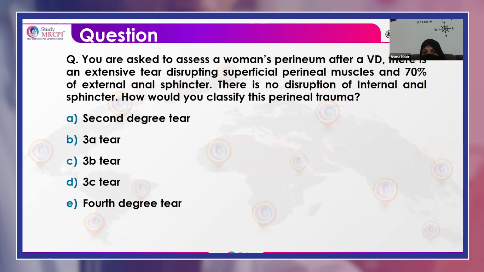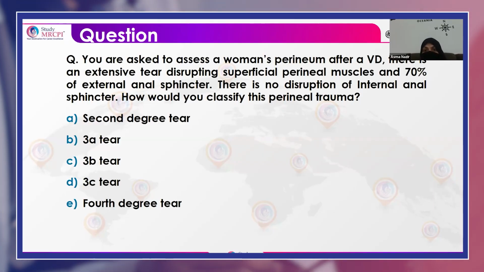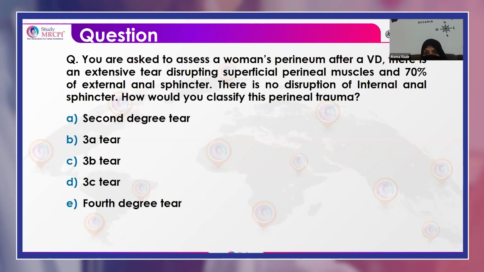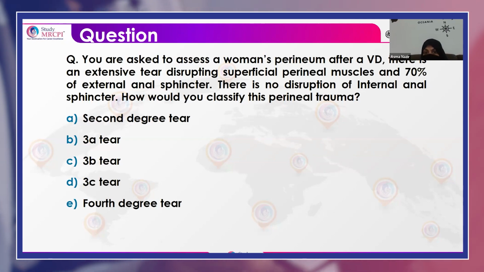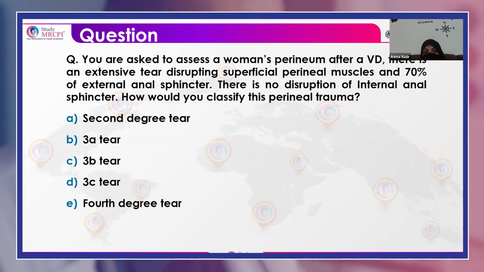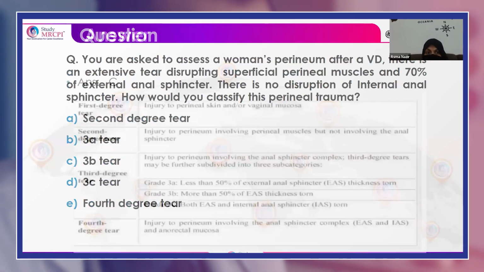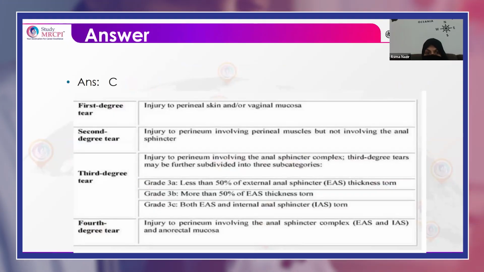Everybody who is going to sit in the exam must know about the classification. So what is the answer? When more than 50% of the external anal sphincter is involved, we all know that it's a 3B tear. So the answer is 3B tear.